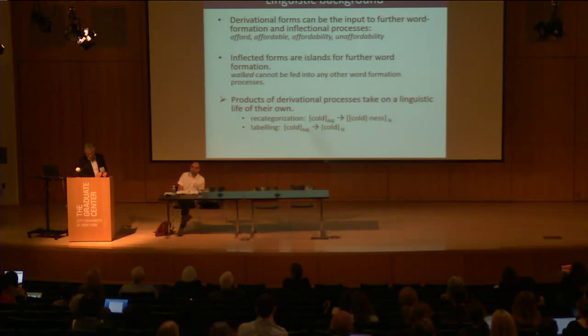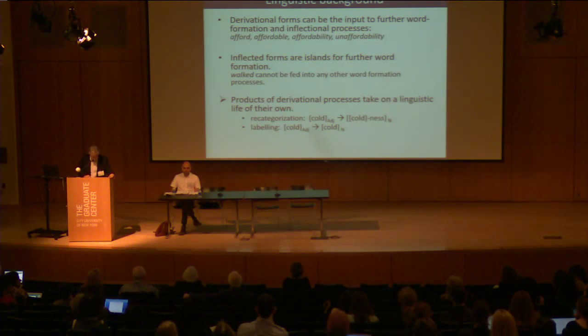One crucial linguistic difference between inflection and derivation is that derivation creates new lexical entries, whereas inflection is normally excluded from any word formation. A derived form such as affordable, for example, can be fed into further derivational processes, producing affordability, unaffordability, etc. But regularly inflected forms such as walks or islands, they cannot undergo any further word formation processes. Another difference between the two is that the products, you will see later on why this difference is important.